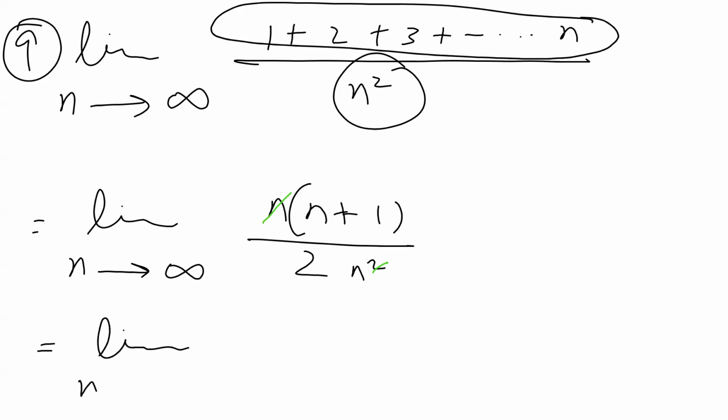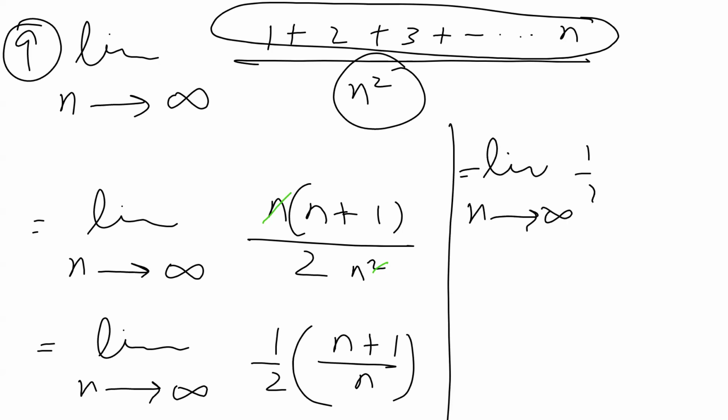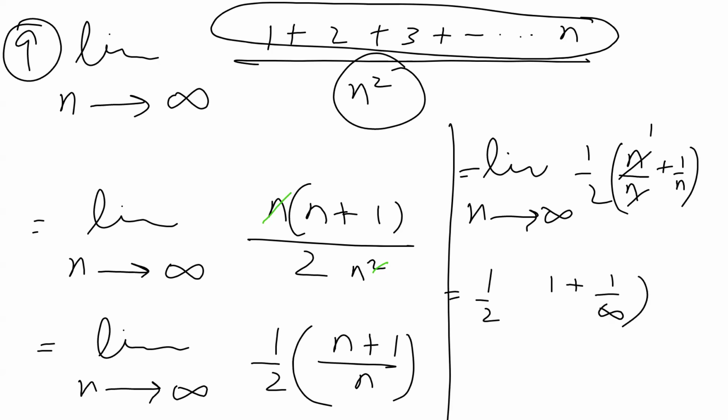So limit n approaching infinity half n plus 1 upon n. Split this: limit n approaching infinity half n by n plus 1 by n. So n cancel. Now put the value of n as infinity. So 1 plus 0, 1 upon infinity is 0. So this is half. Problem over. If you have any doubts, please ask.